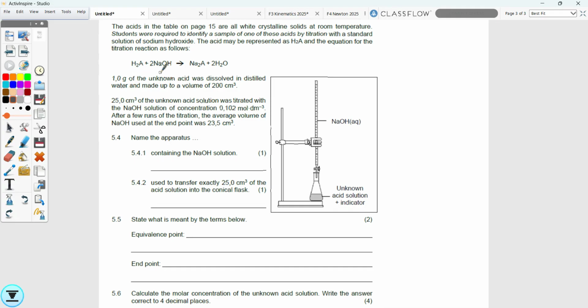They tell you 1 gram of the unknown acid was dissolved in distilled water and made up to a volume of that. 25 cubic centimeters of that solution. Now this is where you need to focus. Please, this is happening in every single titration question. So chances are it will happen in your test and in your exam. They always make a big bunch of it, and then you use only a small amount.